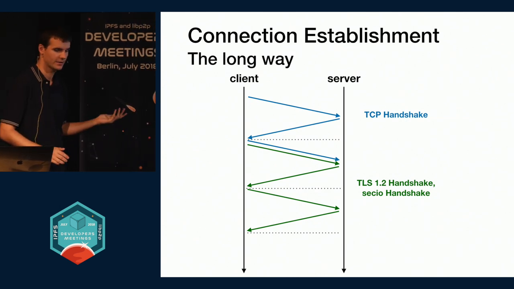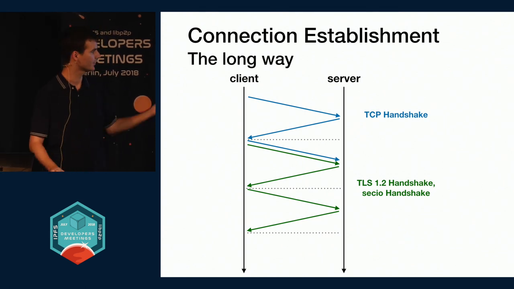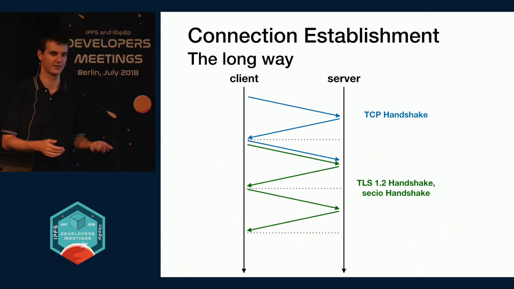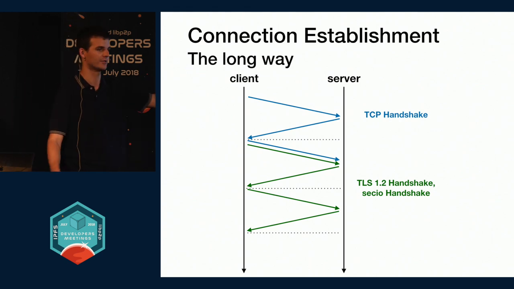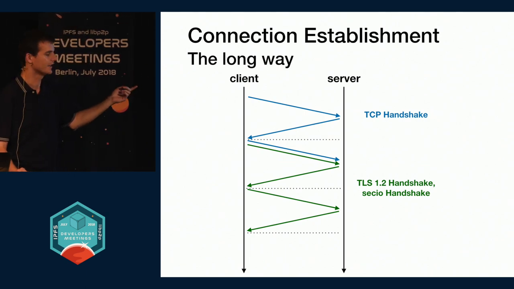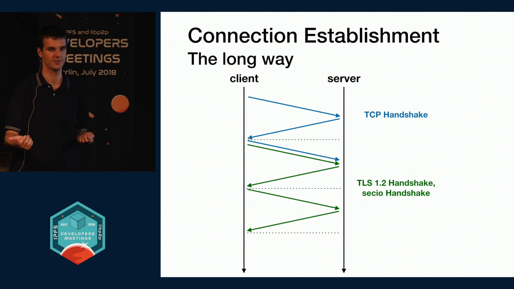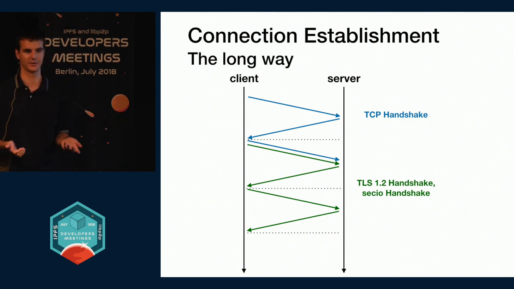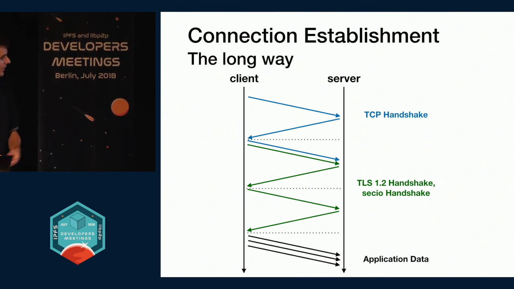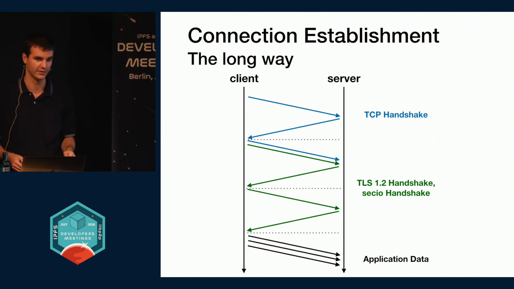So TLS 1.2 and SecIO as well, I believe, takes two round trips. First, the client says, like, I would like to establish a secure connection. I support cipher suites A, B, and C. Pick one. Sends that to the server. Server picks one cipher suite, let's say, oh, I want to speak B. Sends that back to the client. Then the client says, OK, here's my key share. Sends that to the server, and the server replies with its key share. And at that moment, both of them have established a shared key and can start sending data on the connection. So as you can see, this takes three network round trip times, which can be really painful if you are on a slow connection.